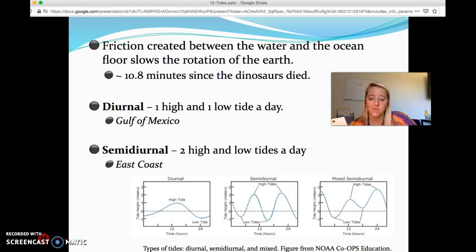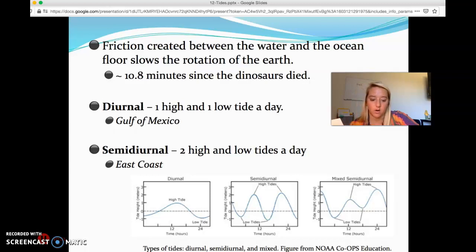We can see this on the East Coast. So this is the kind of tide we have. If I asked you what kind of tide you see in Wilmington or any beach in North Carolina, you would say semidiurnal. We have two high tides and two low tides a day, typically about 12 hours apart.